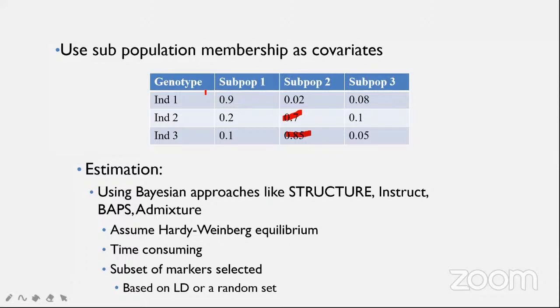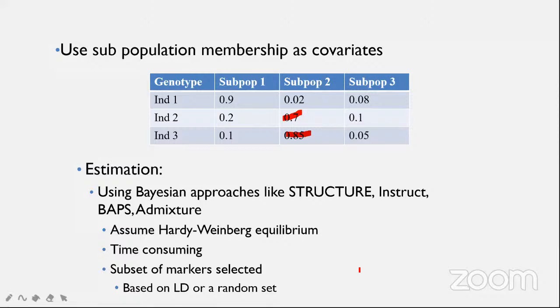Some of these methods assume Hardy-Weinberg equilibrium and are time consuming. For example, if you want to run STRUCTURE on some 50,000 markers and 1,000 individuals, the recent fastSTRUCTURE takes about 2 to 3 hours, whereas the traditional STRUCTURE takes about a week on big servers. And you cannot run all the markers at once, because since you have LD, you need to remove markers based on LD and select a random subset to make the computational process easier. Well, this all looks a bit complex.